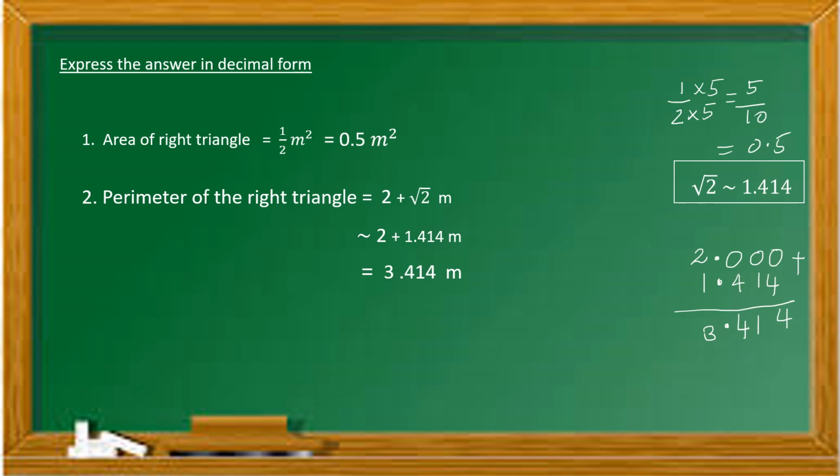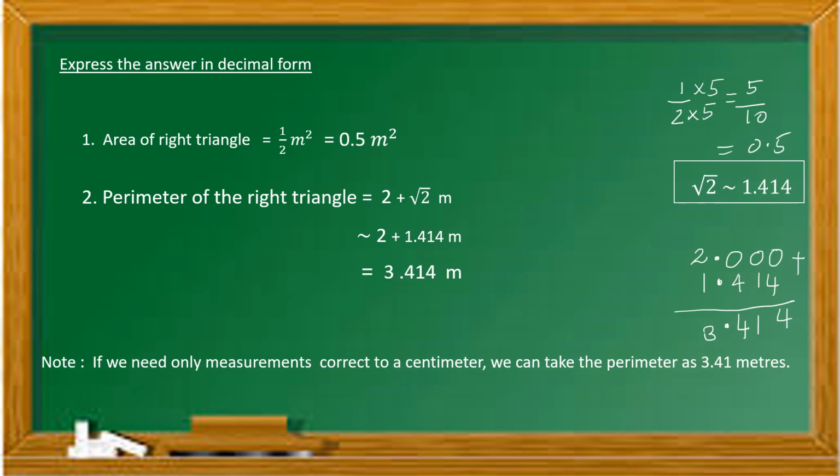So if you want to convert the answer in terms of centimeter, you can take 1.41. If it is in terms of millimeter, you can take 1.414. If we need only measurements correct to a centimeter, we can take the perimeter as 3.41 meter. And if we want accuracy up to millimeters, we can take it as 3.414 meters.